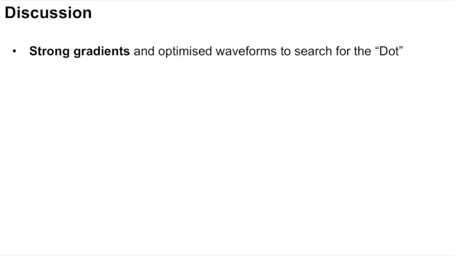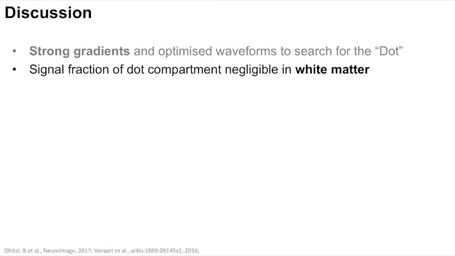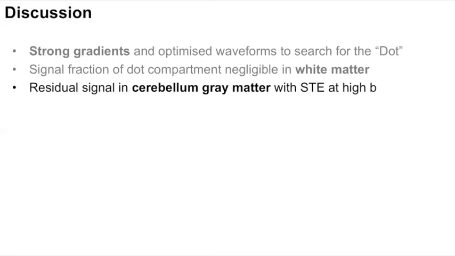We use strong gradient and optimized waveform to search for the dot compartment. We found, in agreement with other studies, that the signal fraction in white matter is really low. And we found a significant but still decaying residual signal in the cerebellum gray matter with isotropic encoding at high b values.